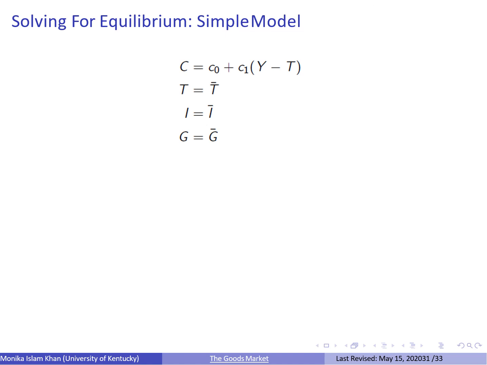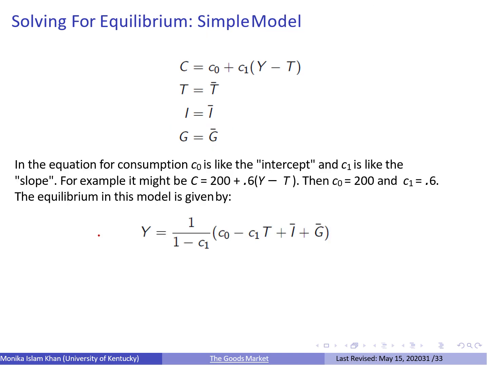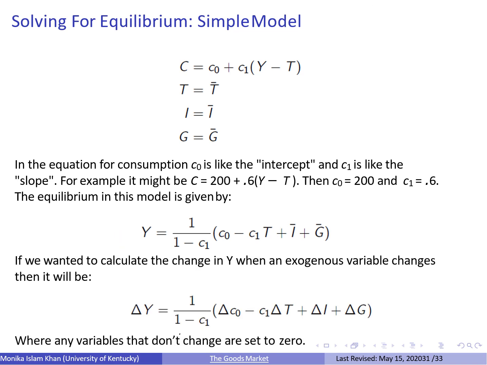Now let's look at a few models that will help you prepare for the exam. So let's look at a simple model. This simple model has taxes, investment, and government spending fixed. And the equilibrium in this model is given by this equation. If we wanted to calculate the change in Y when an exogenous variable changes, then this is how we would do it. A change in Y equation. Recall that these three variables are fixed, which means their changes would all be equal to 0. The resulting equation here would be your change in Y.